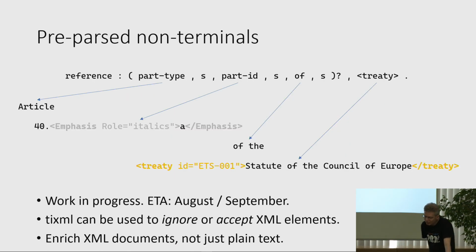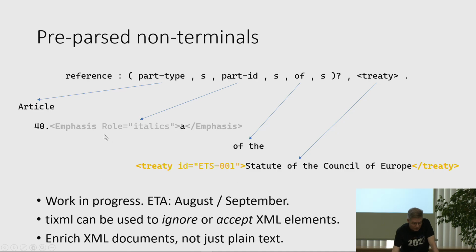Here's a picture showing that. Here's a reference. We have this pre-parsed non-terminal at the end, the treaty. Par type matches with article. Then we have 40 with some transparent element A, then we have an "of the", and this treaty element. Actually, I told the grammar to recognize that as a treaty non-terminal, and everything inside it gets parsed.